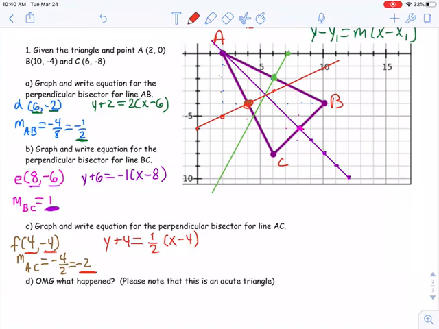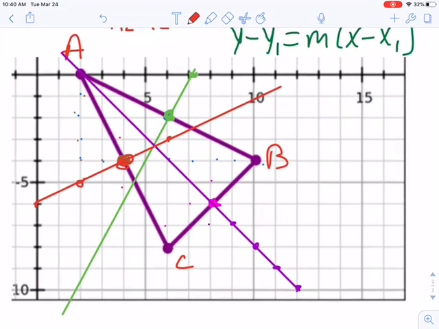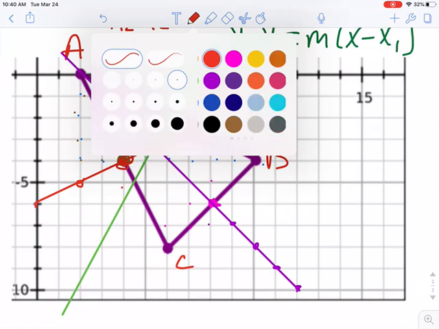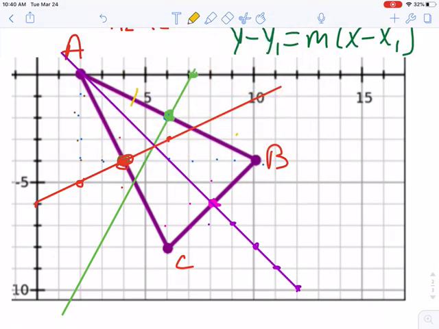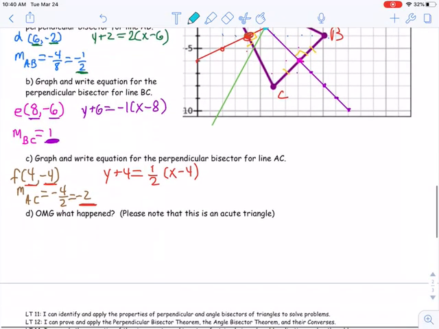Wow, this is the major punchline. Alright, so what happened? Well, first off, let's not forget the fact that all of these were perpendicular bisectors. This green line perpendicular bisected that side, perpendicular bisected that side, perpendicular bisected that side. They're all perpendicular bisectors, and look, they all intersected at one point. That's crazy. Alright, they all intersected at one point. What's the chances? OMG, what happened?